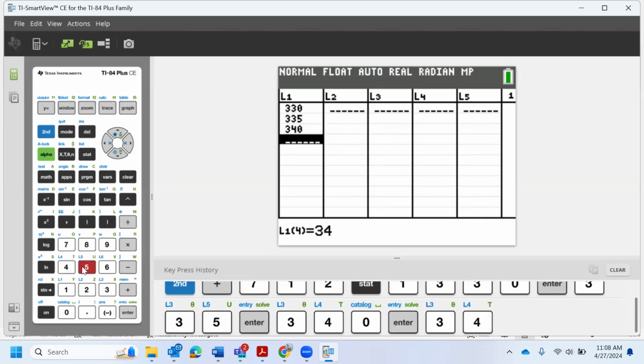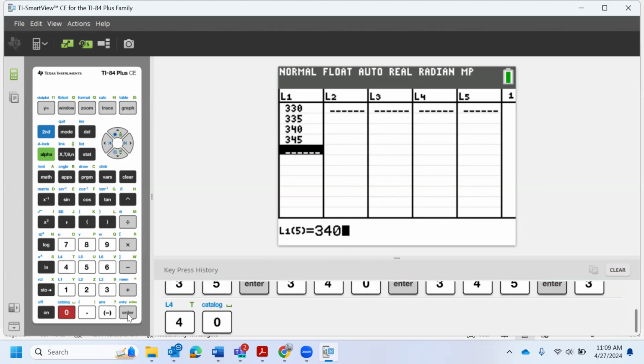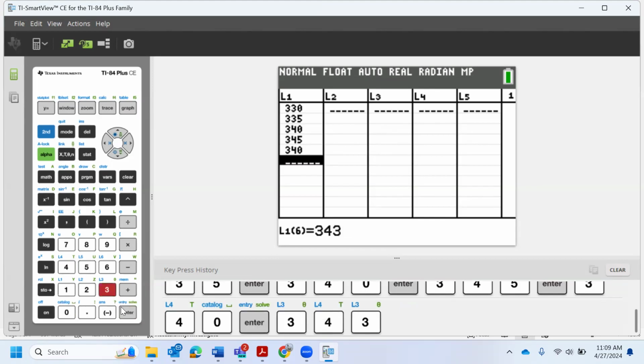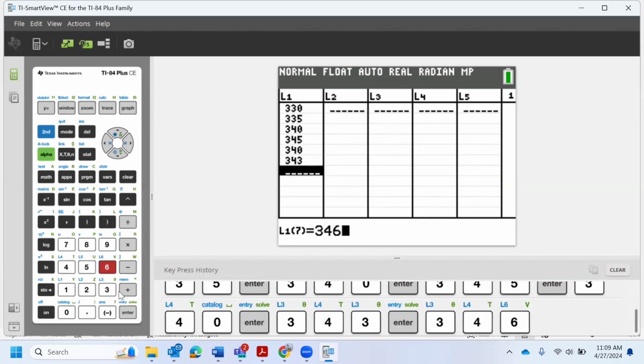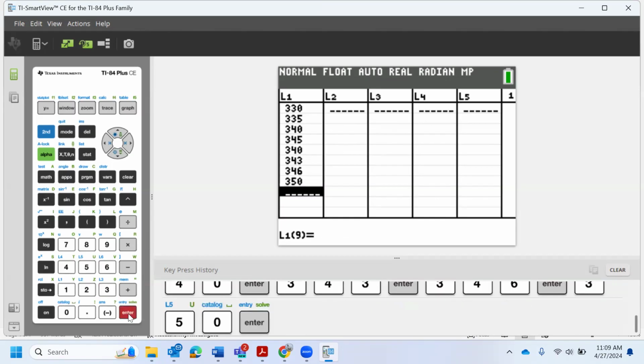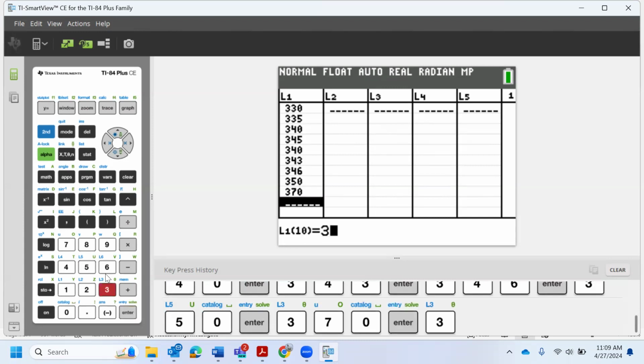345, 340, 343, 346, 350. Now remember, the bigger the value means the person runs slower. 370 and 360.